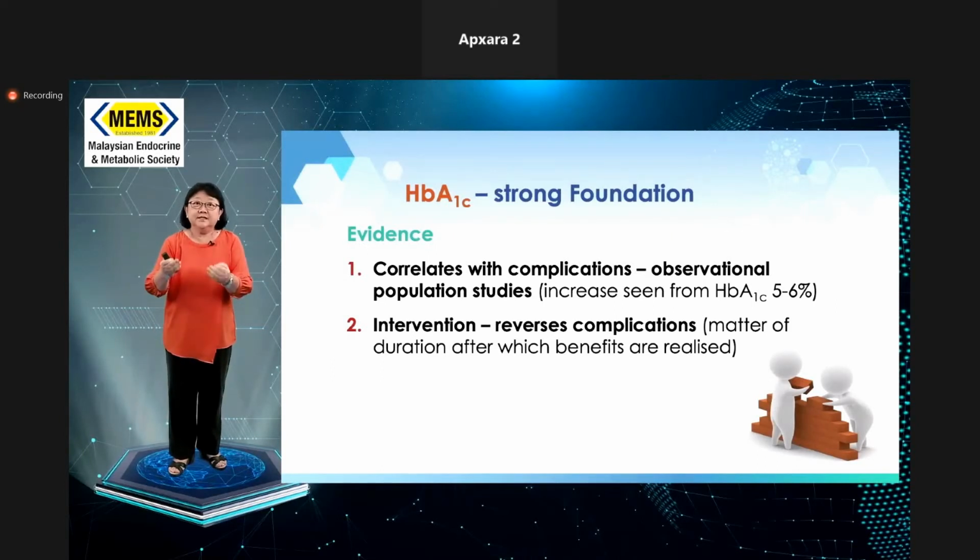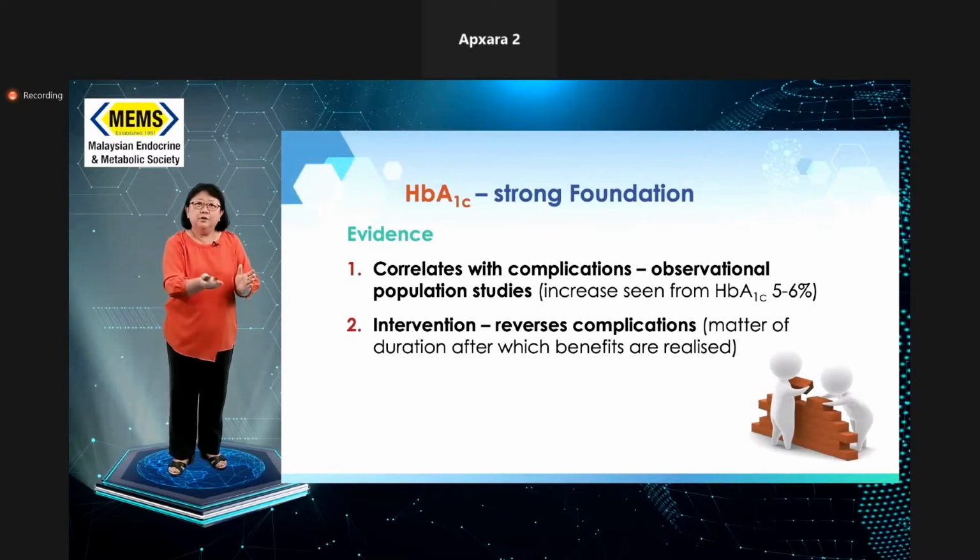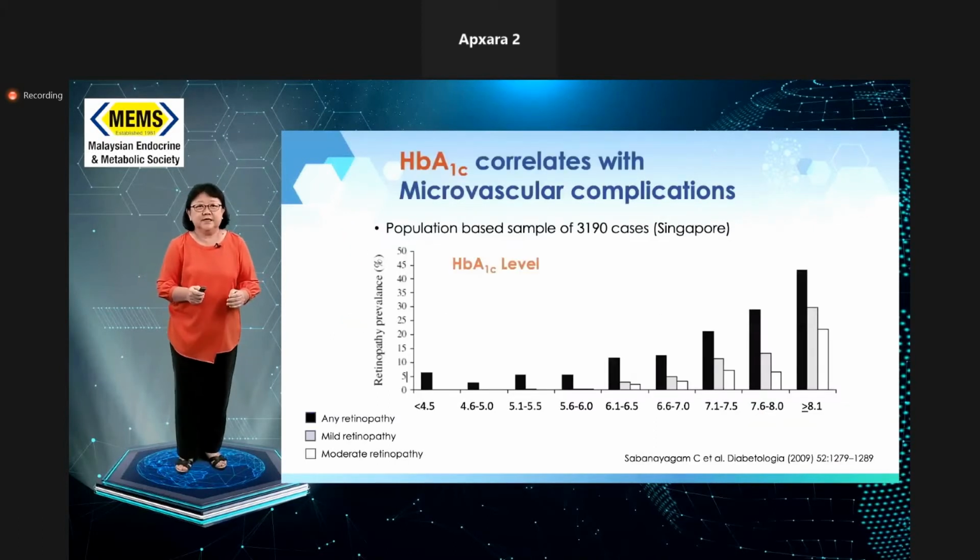These come from observational population studies, and that increase starts from what we know as the normal A1C value of 5 to 6%. And you think to yourself, yep, okay, there's a correlation, but does the reverse hold true? Meaning, if we lower the A1C, can we reverse complication rates? And the answer is yes. Let me show you the data.